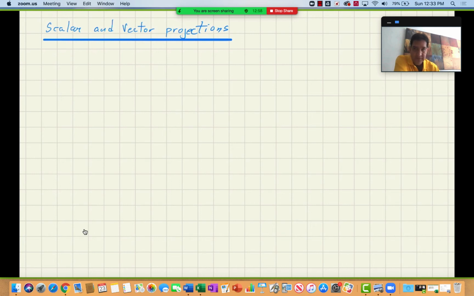Scalar projections and vector projections. This is interesting. Let's see. Well, everything is interesting. This is math.